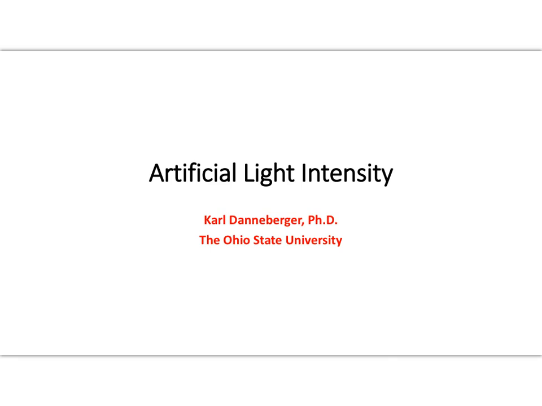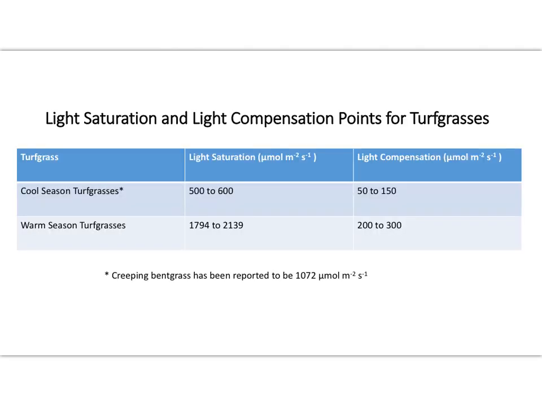In this presentation, we're going to look at artificial light sources compared to natural light. As a point of reference, I have summarized the light saturation and compensation points for cool and warm season turf grasses under natural conditions.